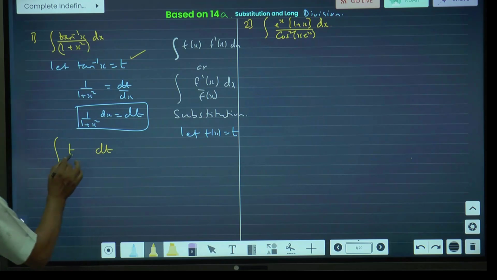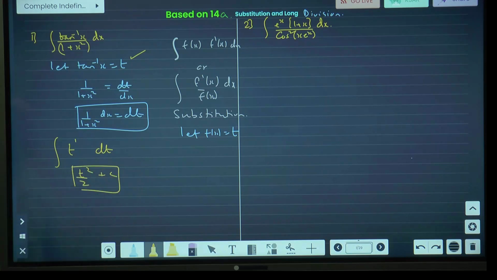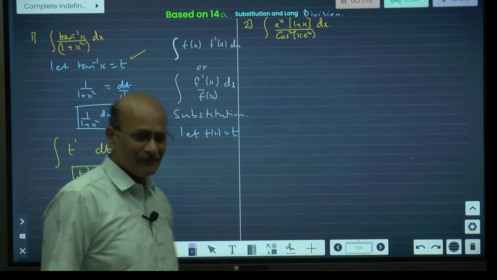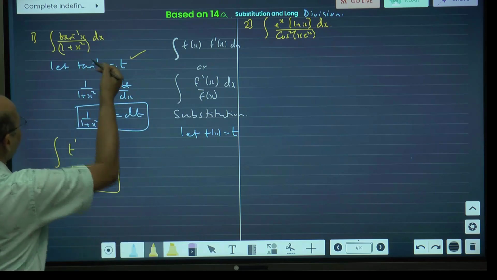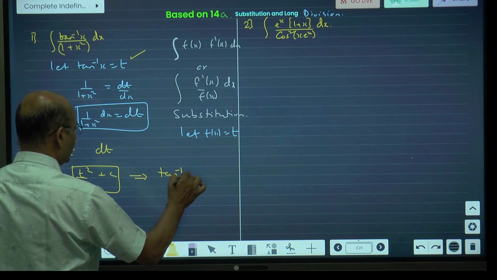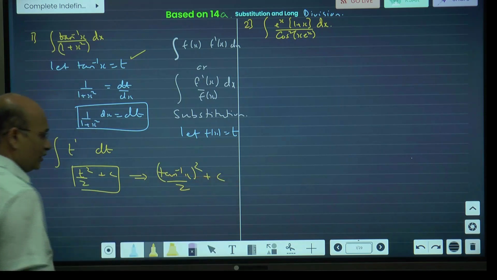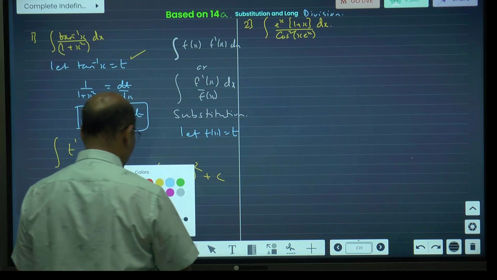So as I said, integral t dt. Everybody knows you have to apply the power rule. So it is t square by 2 plus c. So my integration is done, but my answer is incomplete. I have to replace t. So t is nothing but tan inverse x, so the answer is (tan inverse x) whole square upon 2 plus c. This is exactly the answer here.